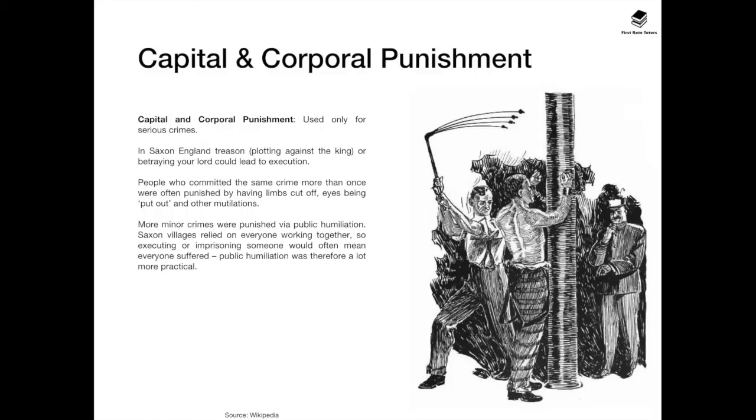Capital and corporal punishment. This was used only for serious crimes. In Saxon England, treason or plotting against the king or betraying your lord could lead to execution. People who committed the same crime more often were often punished by having their limbs cut off, eyes being put out, and other mutilations. More minor crimes were punished via public humiliation. Saxon villages relied on everyone working together, so executing or imprisoning someone would often mean everyone suffered. Public humiliation was therefore a lot more practical.